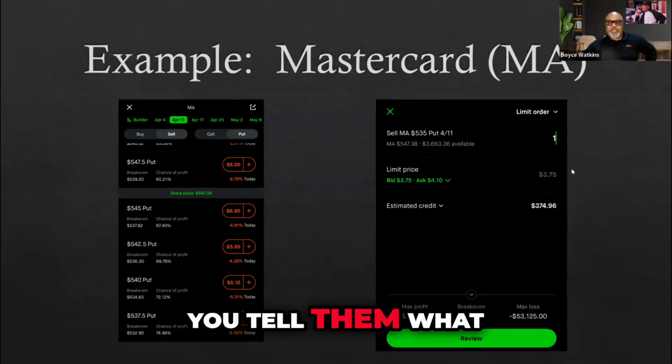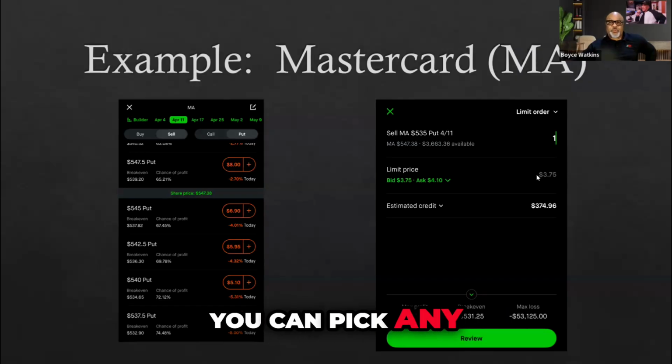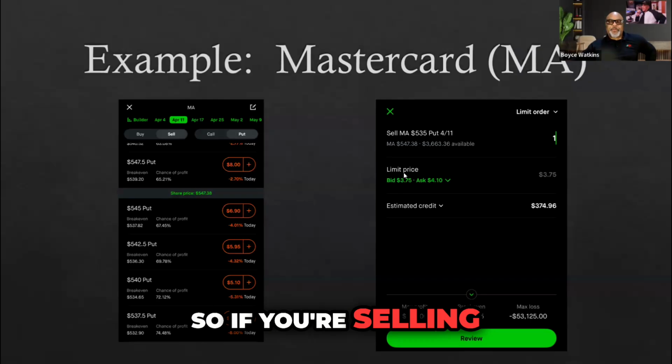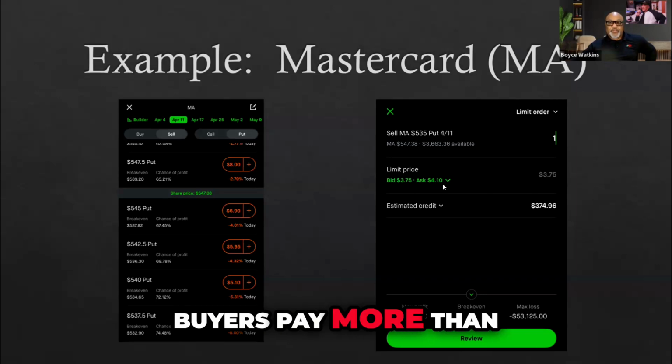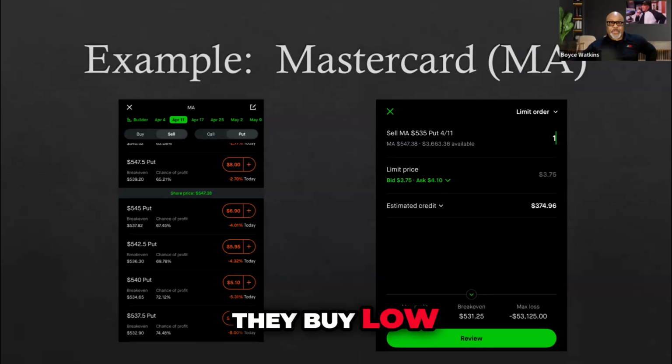Here you tell them what price you'd like to receive on the option that you're going to sell. You can pick any price you want, but it's better to pick something that's competitive. So if you're selling, you typically want to offer the bid price. You want to sell at the bid price. If you're buying, you usually have to pay the ask. The ask is the higher price. The buyers pay more than sellers receive. That's how the middleman makes their money. They buy low, sell high.